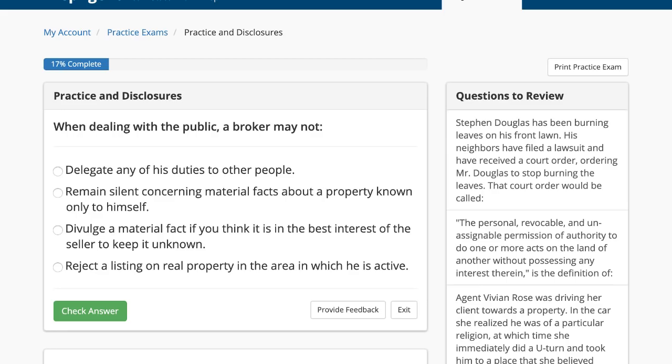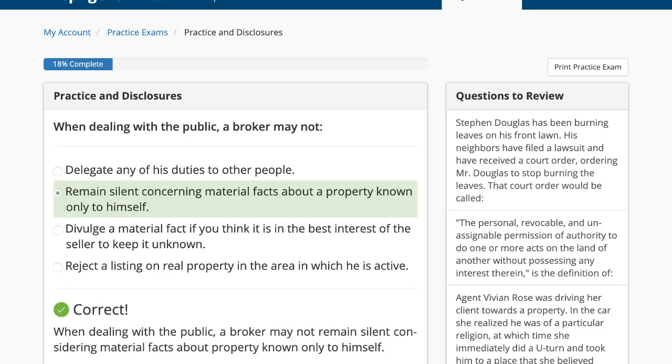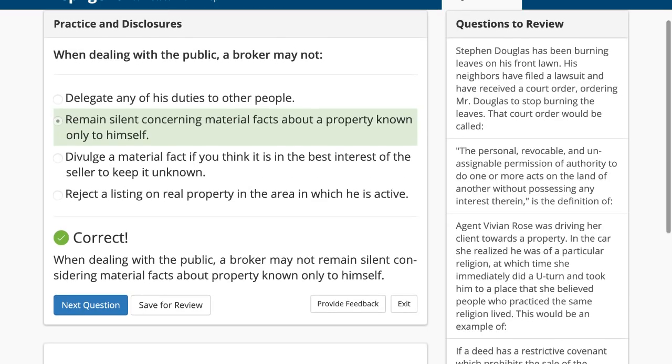When dealing with the public, a broker may not A, delegate any of his duties to other people, B, remain silent concerning material facts about a property known only to himself, C, divulge a material fact if you think it is in the best interest of the seller to keep it unknown, or D, reject a listing on the property in the area in which he is active. What do you guys think? The answer is B, remain silent concerning material facts about the property known only to himself.